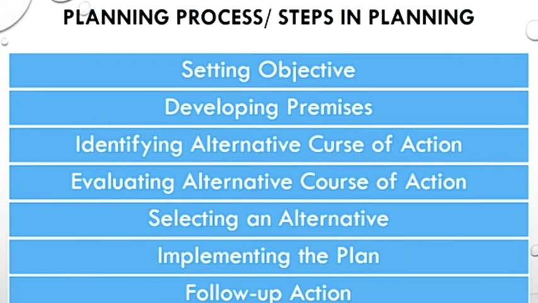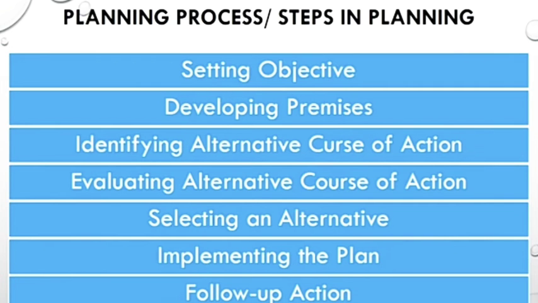Number 2, developing premises. Number 3, identifying alternative course of action. Number 4, evaluating alternative course of action. Number 5, selecting an alternative. Number 6, that is implementing the plan. And number 7 is follow-up action. Now, in details we will study how these steps are followed and planning process is successfully achieved.